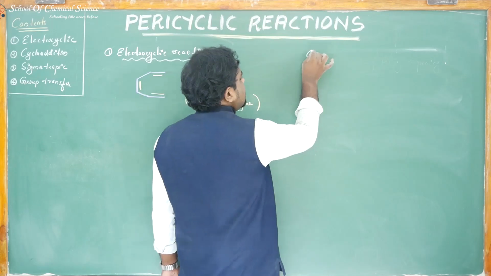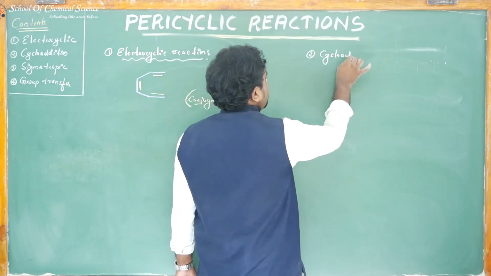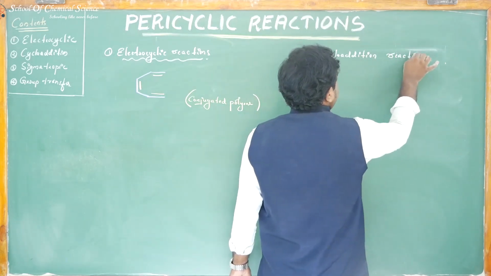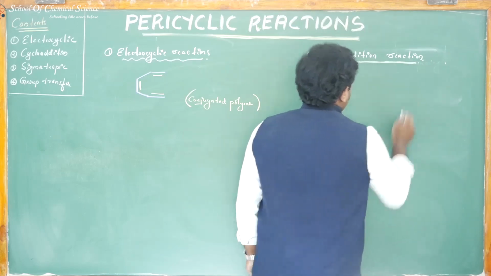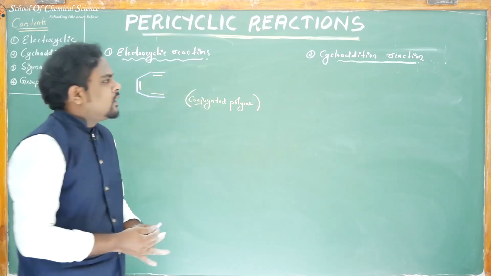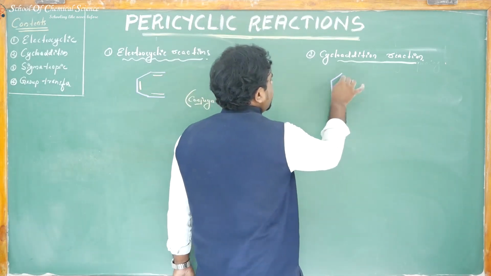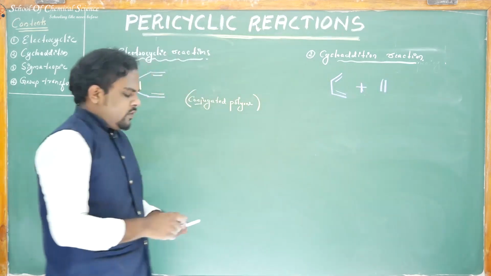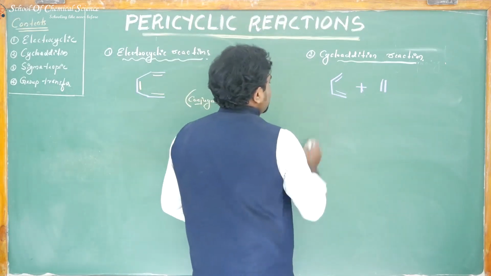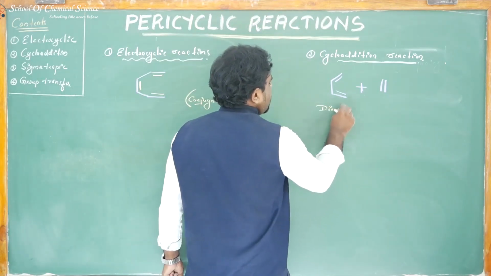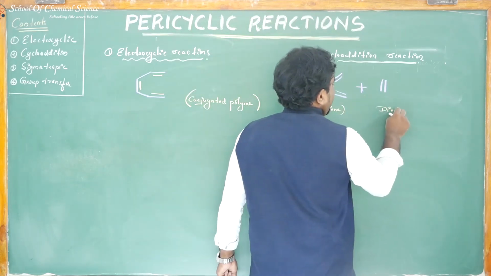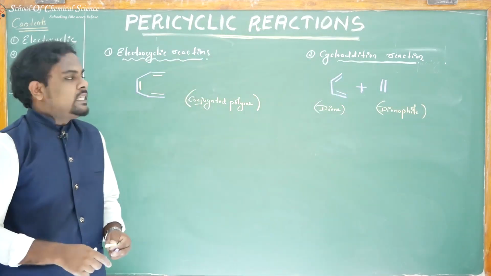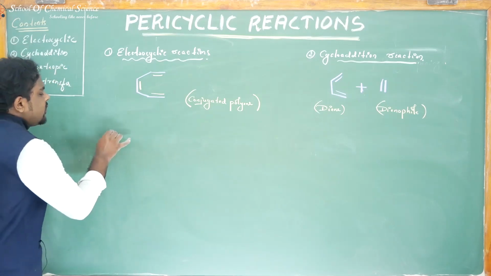Second reaction is cycloaddition. Cycloaddition reaction is shown by a diene. This is a diene and this is a dienophile. Whenever a diene reacts with a dienophile, that reaction is called a cycloaddition reaction.